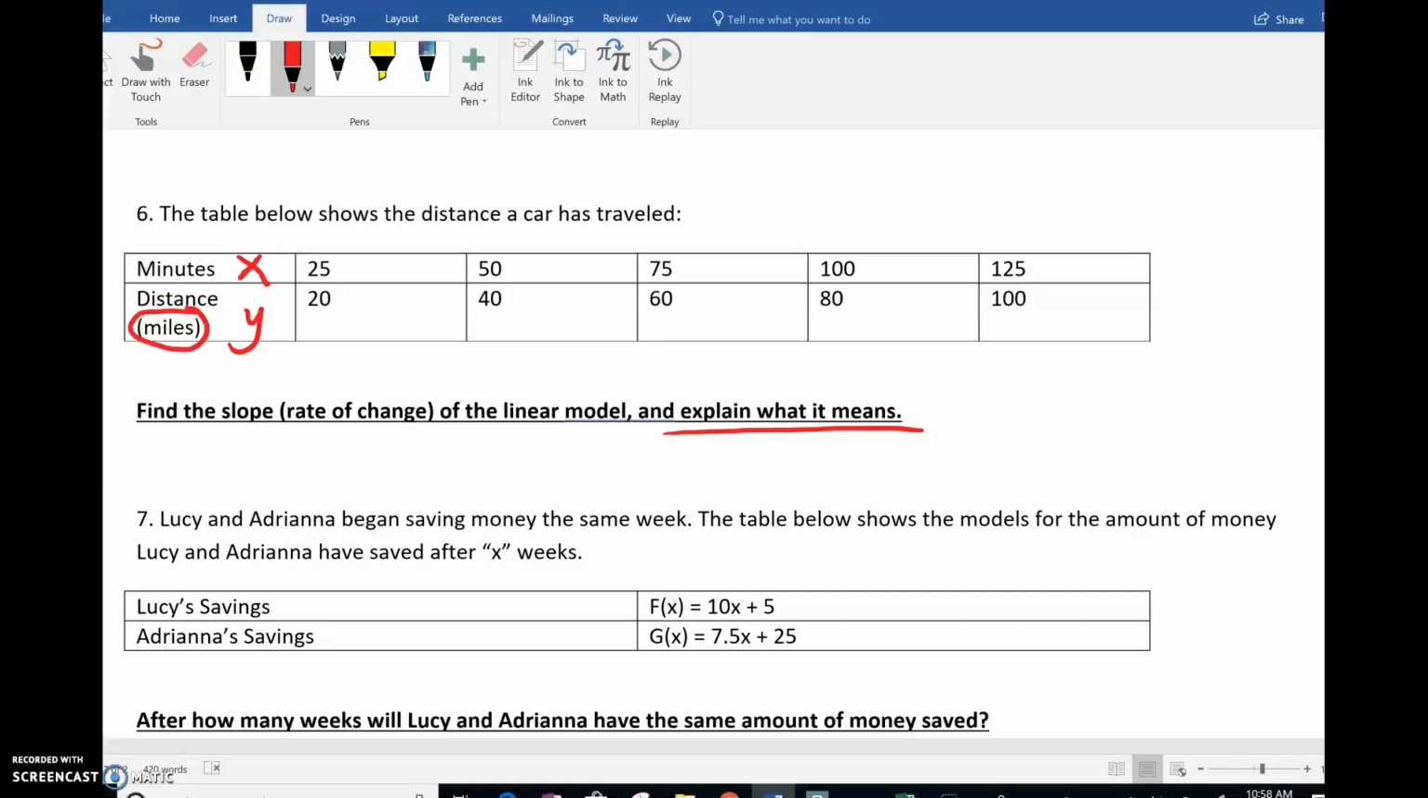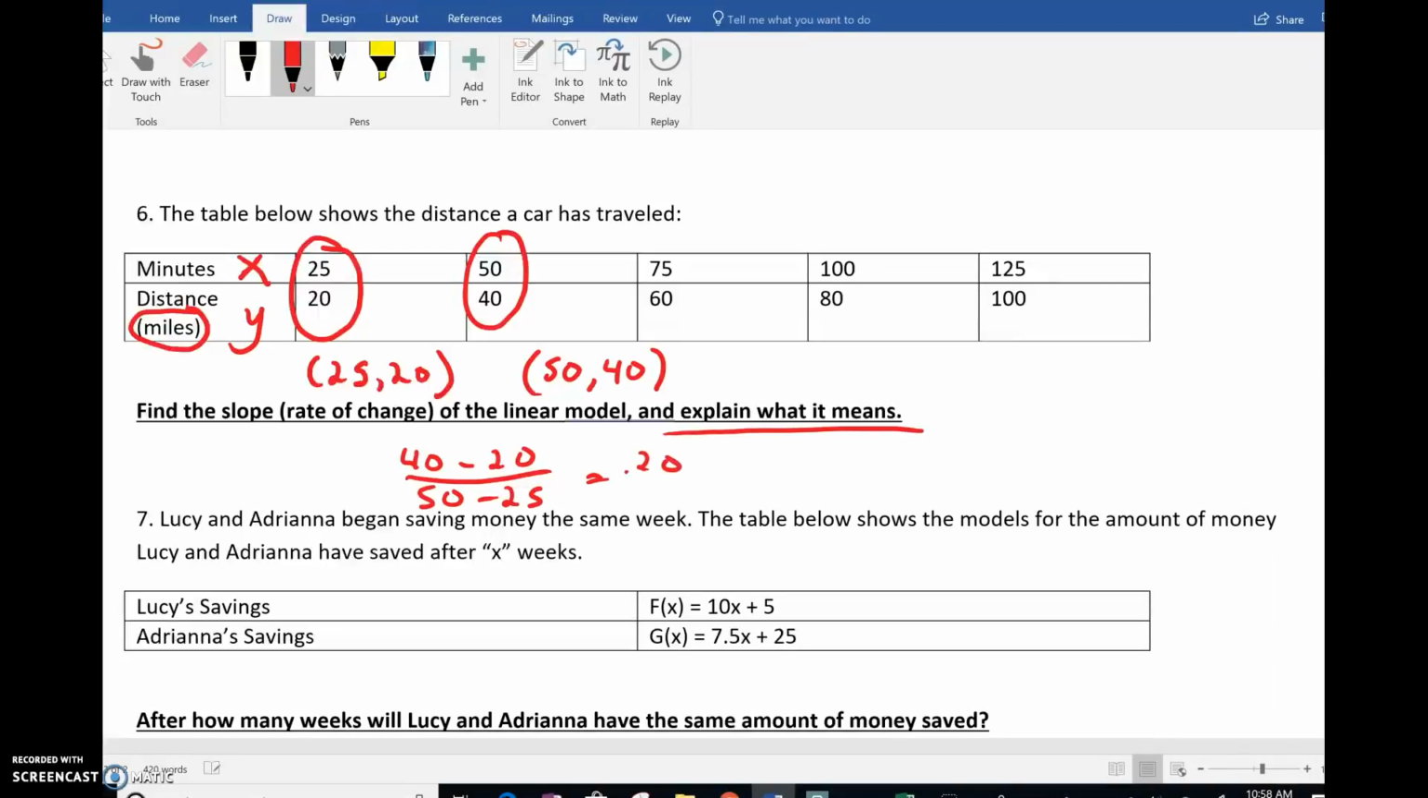Well, hey, I'm hoping that you guys have realized that when you have some data, you technically have an ordered pair right here. You have the ordered pair 25, 20. And then you have ordered pairs right here. I mean, all the way down is an ordered pair. So we have the point 50, 40. And if I need to find the slope, the rate of change, I'm just going to do my y2 minus my y1 over x2 minus x1. And I get 20 over 25, which can reduce. 5 can go into both of those. So I got 4/5.